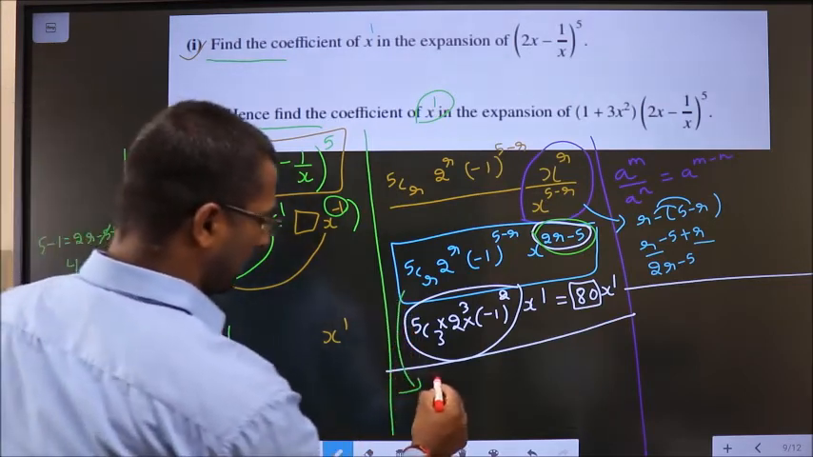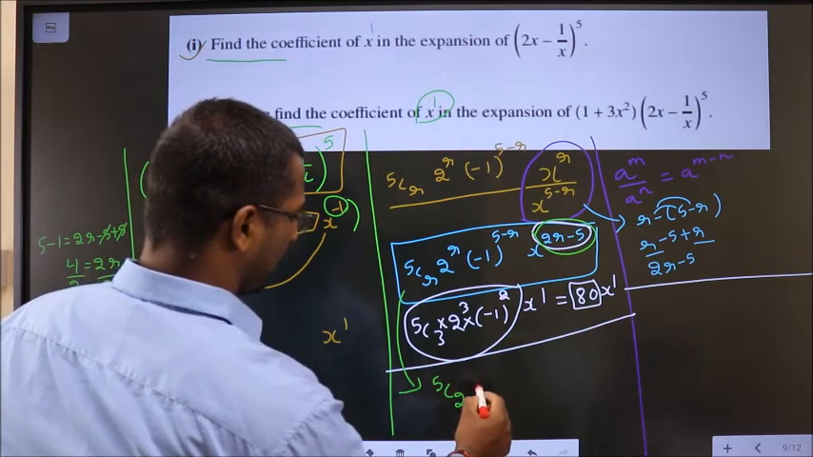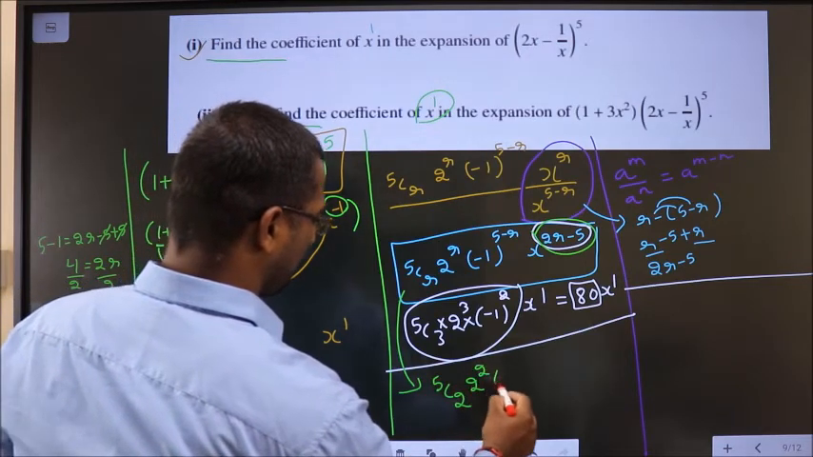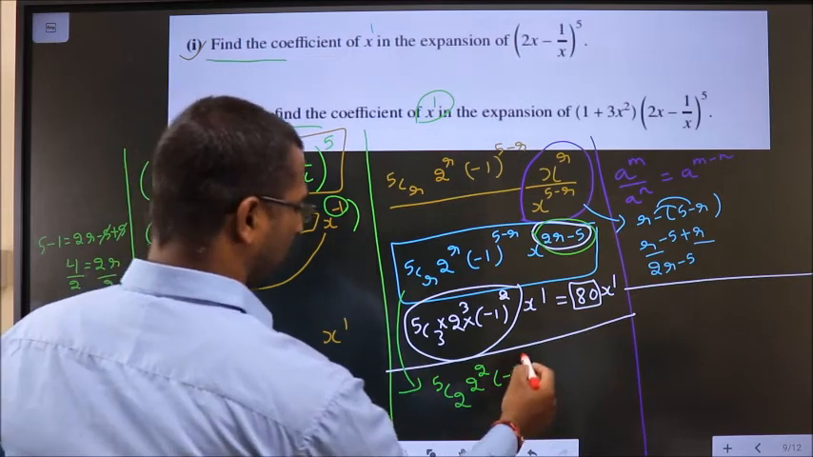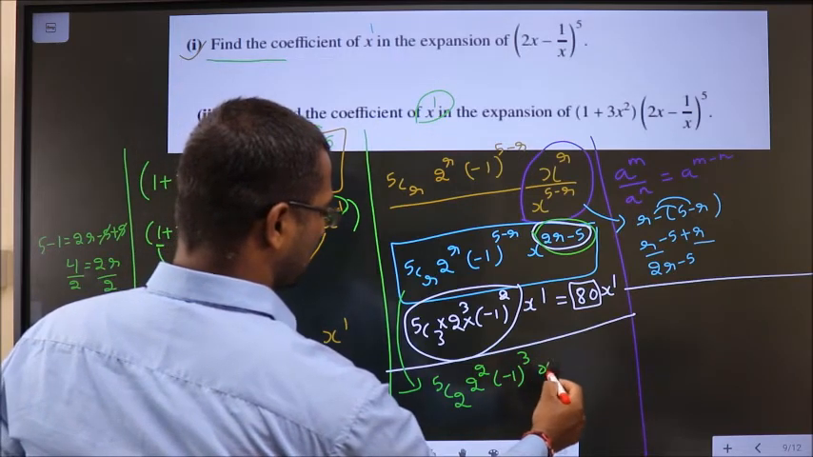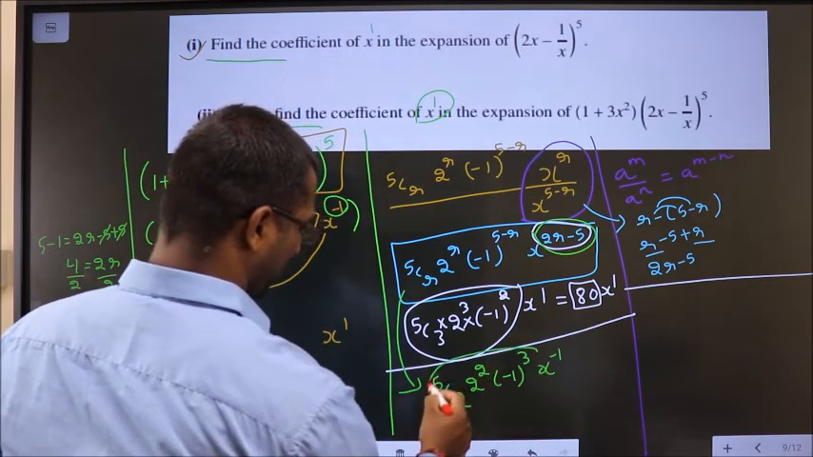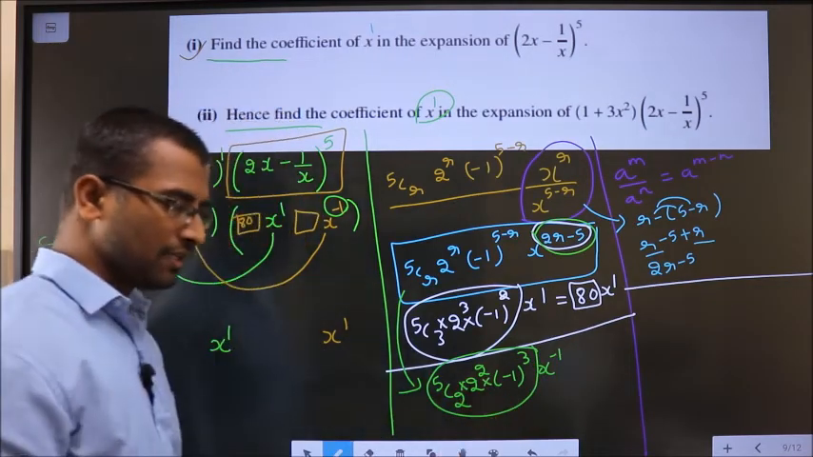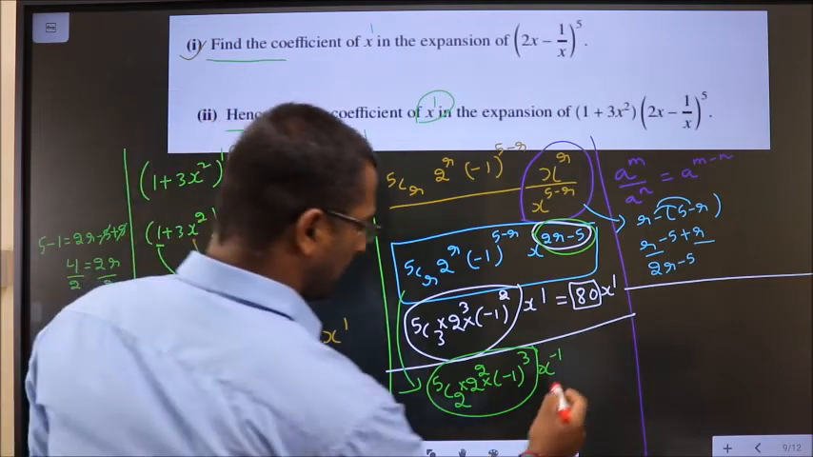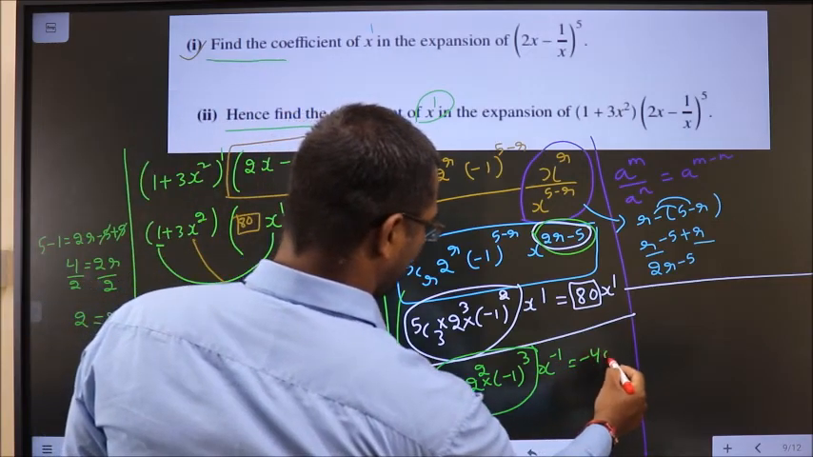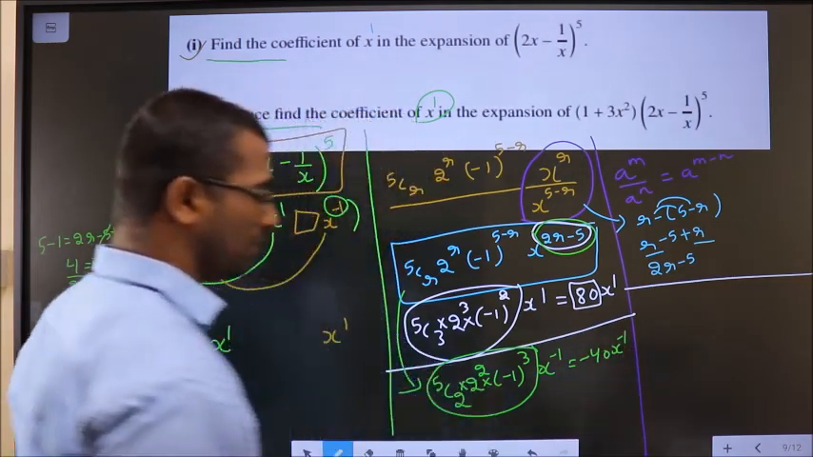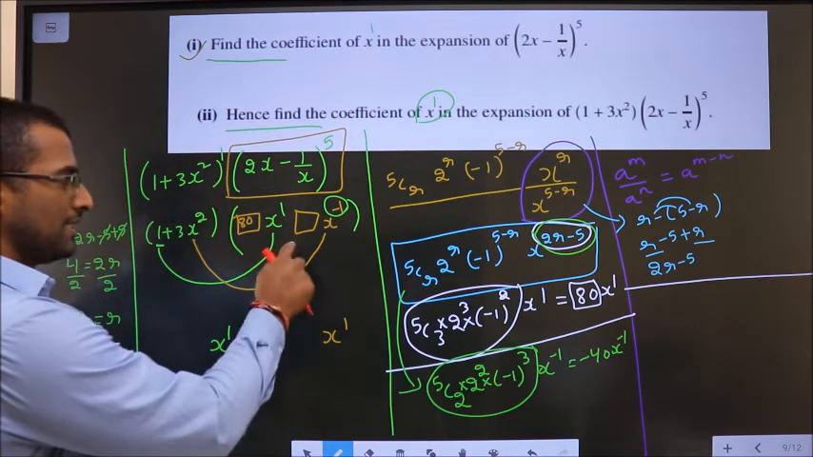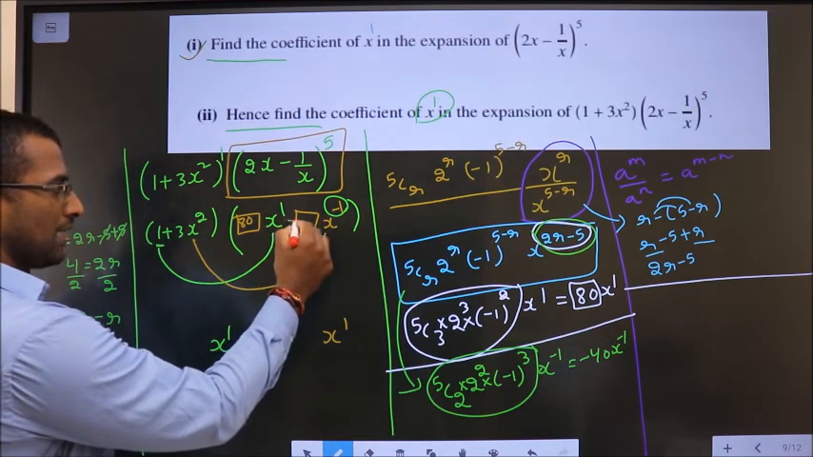Replace r = 2 in this. So, what do I get? 5C2, 2^2, (−1)^(5−2) is −1... 3, and x^(−1). Put this entire thing at once in the calculator. You get the answer to be −40. Okay. So, replace it here. The coefficient of x^(−1) is −40.